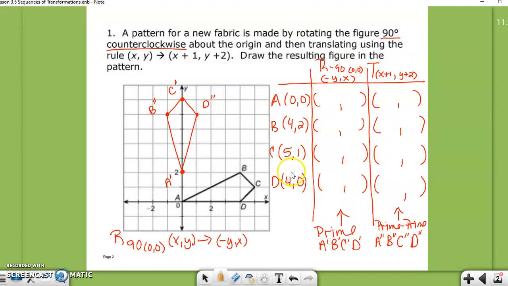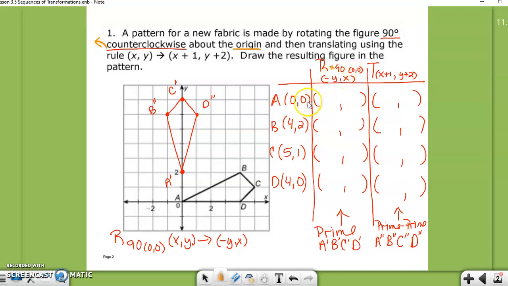Okay, so let's look at another one. So we're going to rotate the figure 90 degrees counterclockwise about the origin, and then translate using the rule of x plus 1, y plus 2. So we're first going to do the rotation, which is 90 degrees counterclockwise, about the origin. And our rule for that is the opposite of y followed by x.